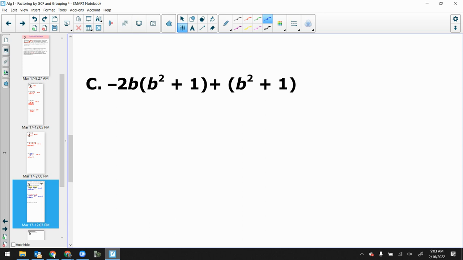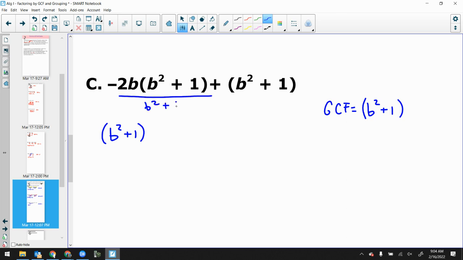Look at my GCF again. What's my GCF here? B to the second plus 1. B squared plus 1. So that's our GCF. We put it on the outside. B squared plus 1's on the outside. What's left over when we divide that out? Well, we've got a negative 2b plus what? 1, right? When our full term is our GCF, then we're just left with a 1. Because technically there's a 1 sitting out in front of that parenthesis anyway, right?